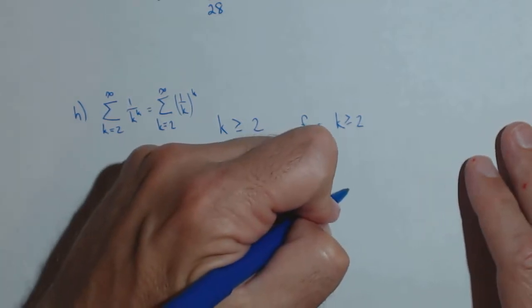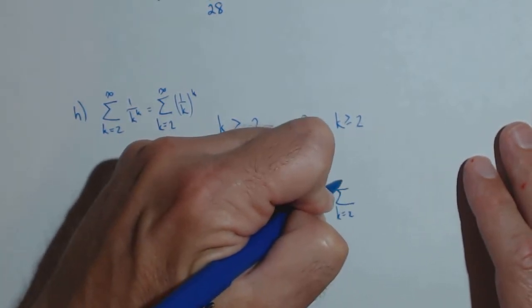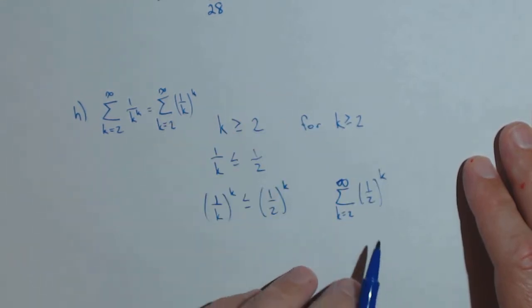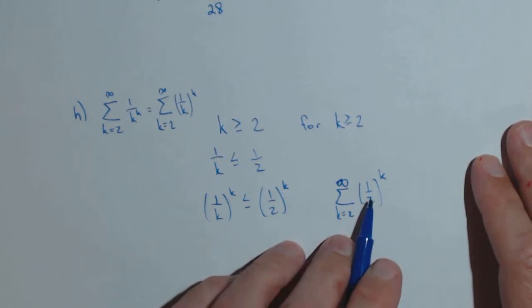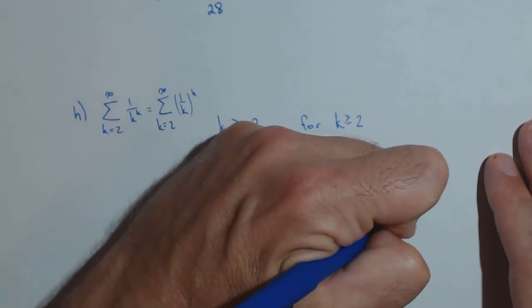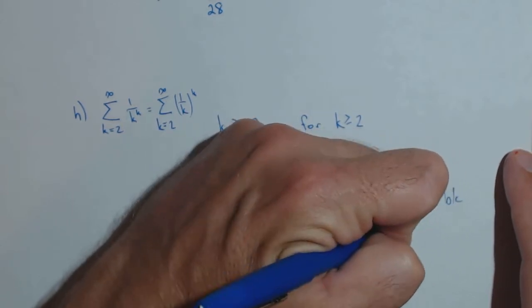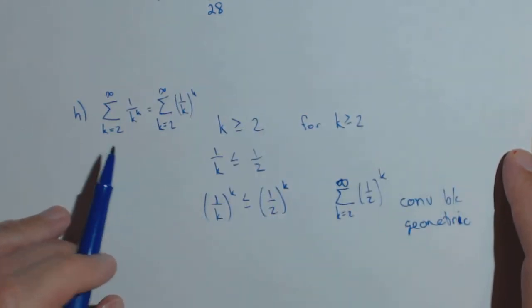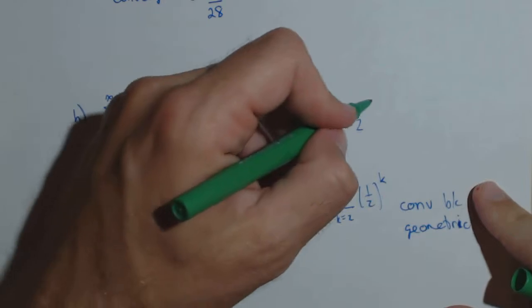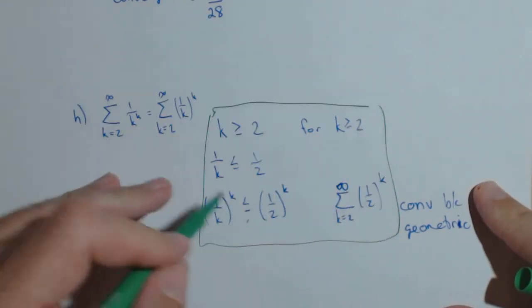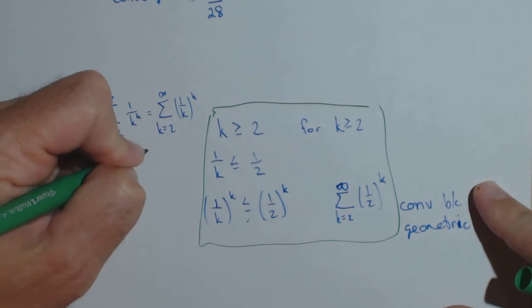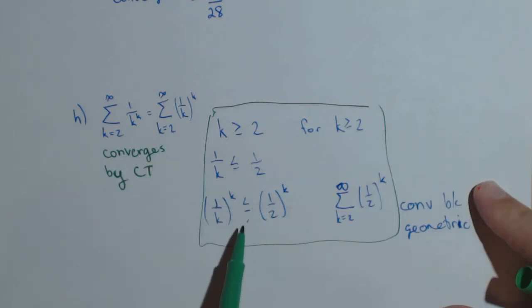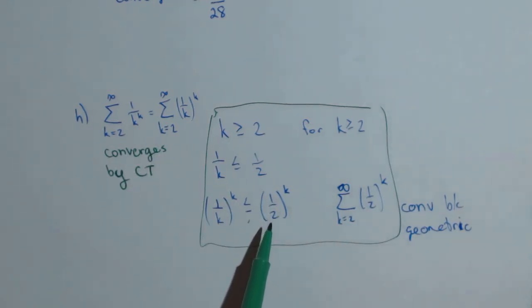Now, what do we know about the series from k equals 2 to infinity of 1/2 to the k? This is a geometric series with a common ratio of less than 1. So we know this converges because it's geometric. We could find what it converges to, but that's not important for what we're doing right now. So that means with what we did right here, this is very important, this guy converges by the comparison test because we showed it was less than something that we knew to be convergent.